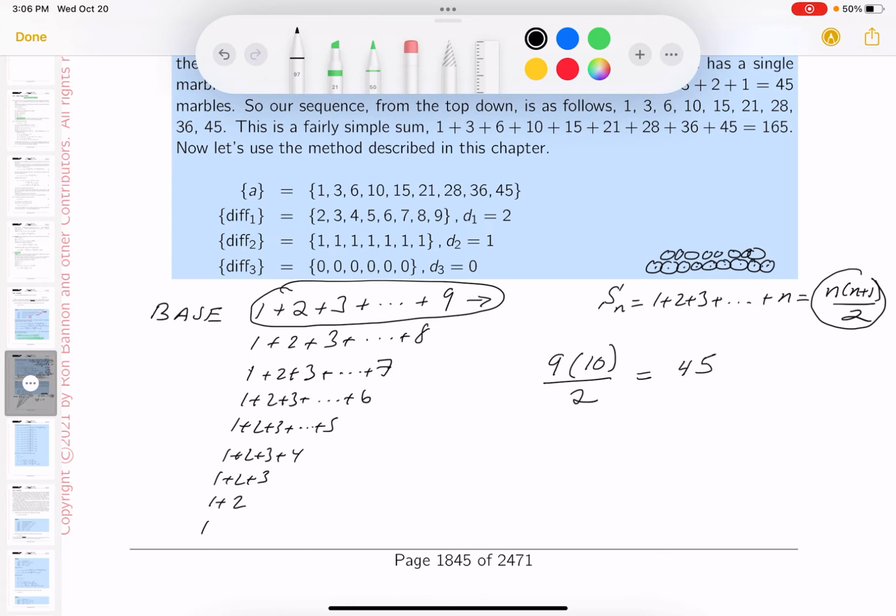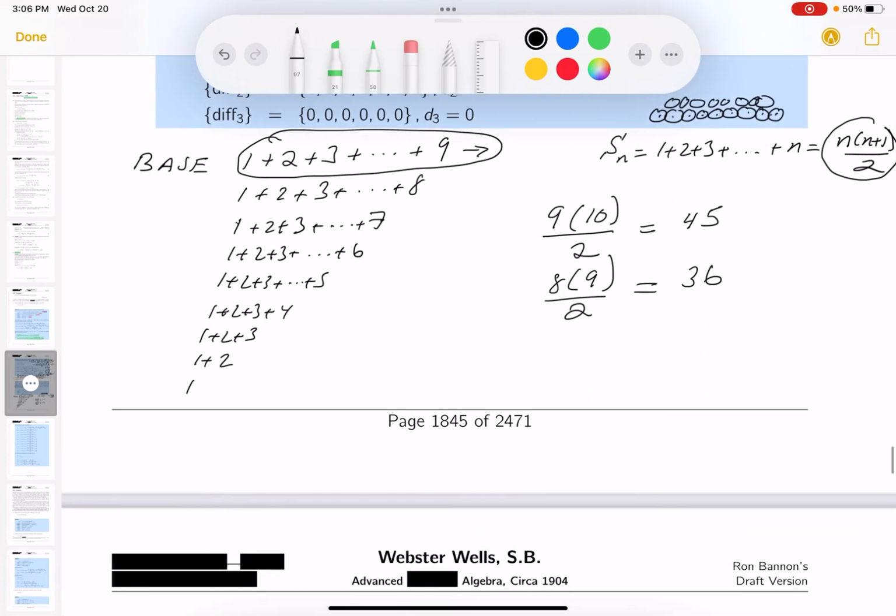Let's do the next row. What's the next row going to be? 8 times 9 over 2. And what does this give you? 36. So the base has 45 cannonballs, and the next row up, it has 36 cannonballs. Let's do the next one. I know it's a lot of work, but I'll write them down. And the next one's going to be, let's see, 7 times 8 over 2.